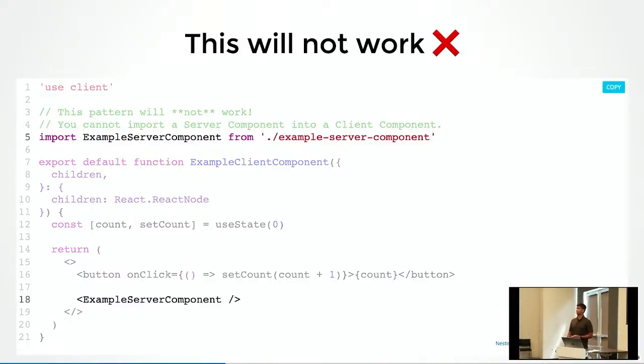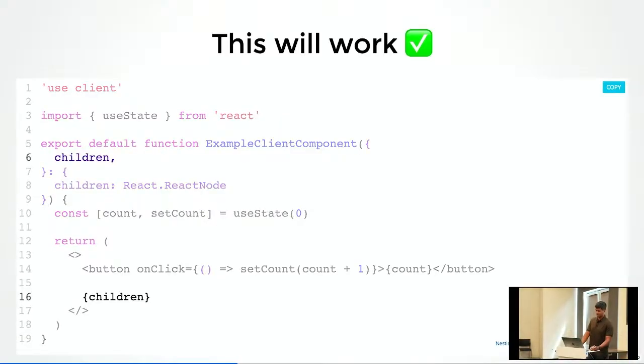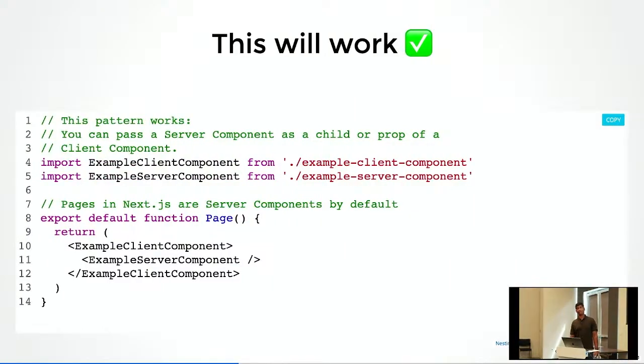So what you would do instead is restructure your client component to accept children, and you can pass in your server component as a child to your client component to solve that. So this is going to work. Now, once you have a property, you can pass in a server component to your client component as a child, right? So that's what we're going to be used to.